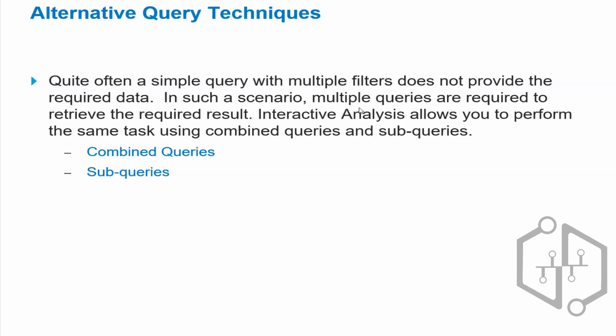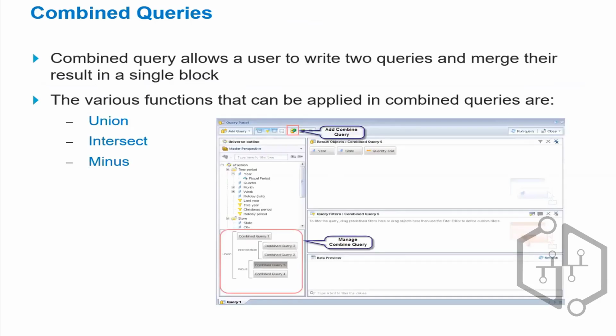Quite often, a simple query with multiple filters does not provide the required data. In such a scenario, multiple queries are required to retrieve the required result. Interactive analysis allows you to perform the same task using combined queries and subqueries. We have two types of queries, that is combined queries and subqueries. A combined query allows the user to write two queries and merge their results in a single block.